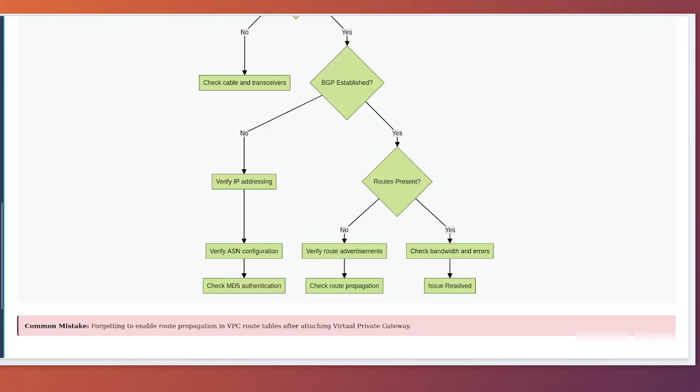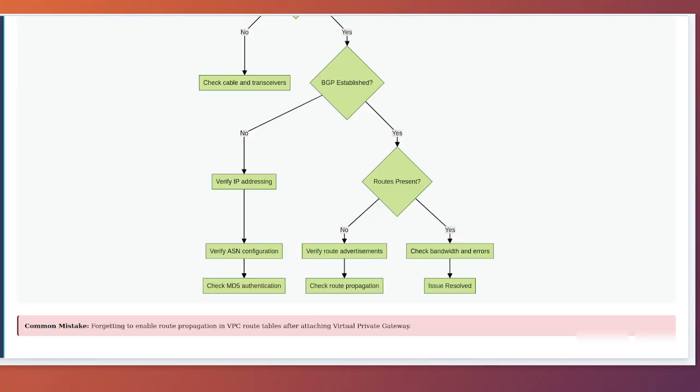CRC errors suggest a physical layer problem, like a bad cable or transceiver. If you see drops or discards, the router may be oversubscribed or underpowered. Asymmetric routing can cause performance issues and connectivity problems. This happens when traffic in one direction takes a different path than traffic in the return direction. For example, traffic might flow from your office through Direct Connect to AWS, but return traffic might come back over a VPN connection. This can cause issues with stateful firewalls and can be confusing to troubleshoot.